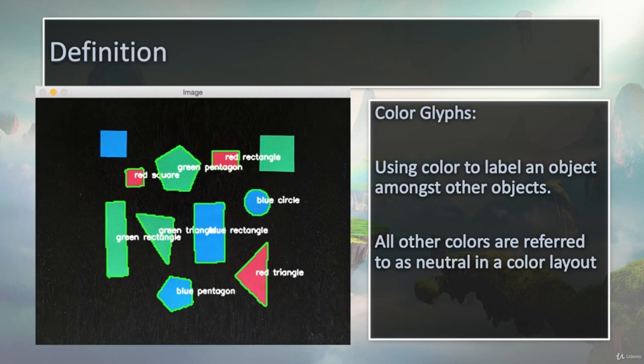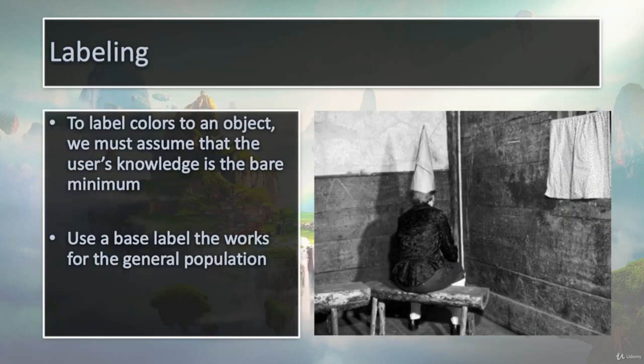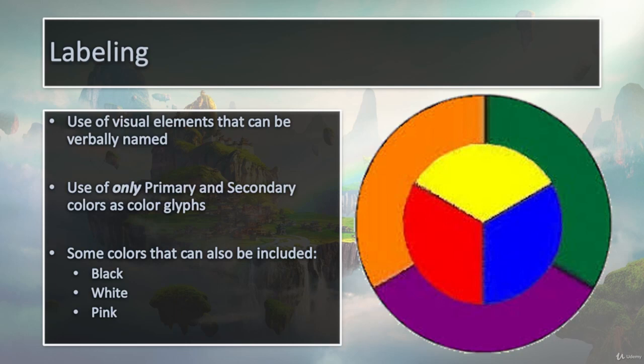Now in order to effectively label these colors to objects, we must assume that the user's knowledge is bare minimum. So use a base label that works for the general population. Don't use crazy colors such as magenta or yellow to distinguish, let's say, the circle, or don't use cayenne green, or burnt orange or plum. Don't use anything crazy that people are not going to understand. Keep it simple. And what I mean by simple is just use the primary and secondary colors.